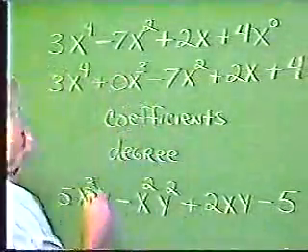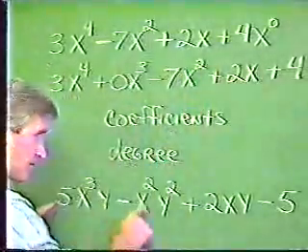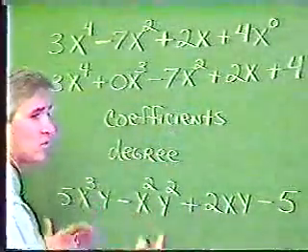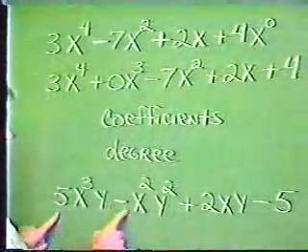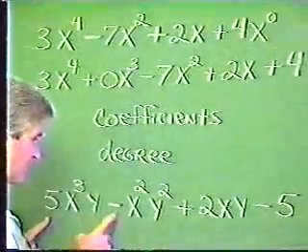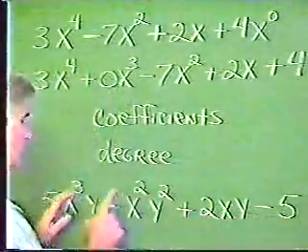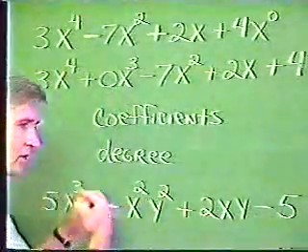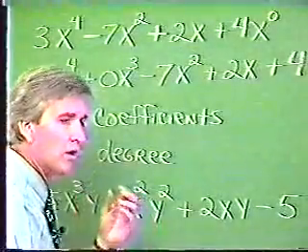All right. Now, this is a polynomial in x. This is a polynomial in x and y. Now, notice the coefficients 5, -1. The 1 is understood here. So the coefficient is said to be -1. 2 and -5.